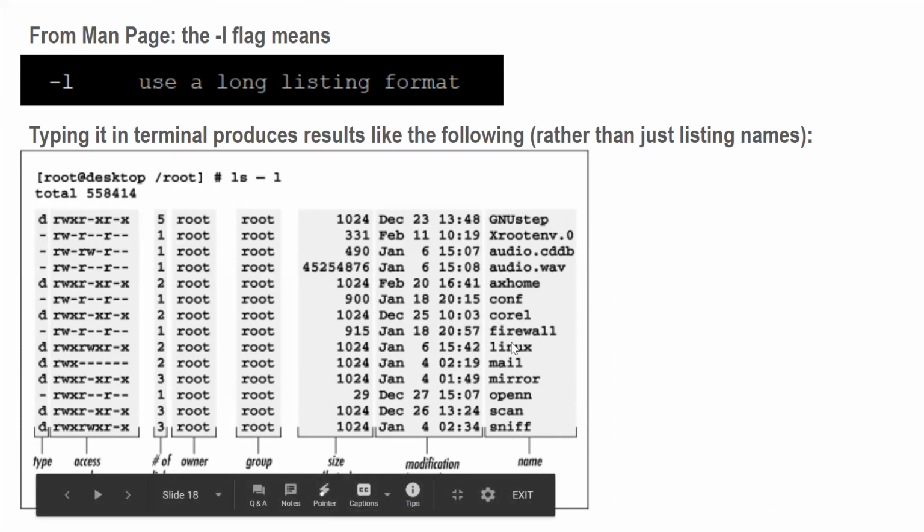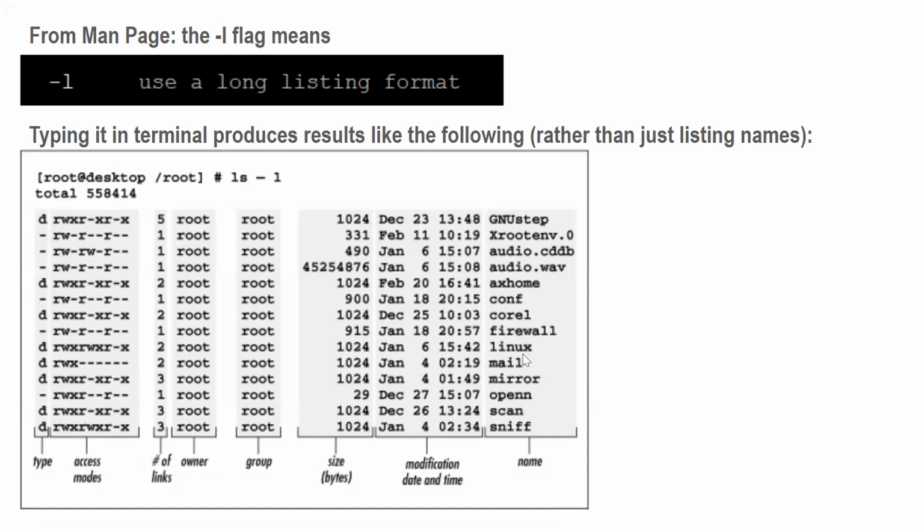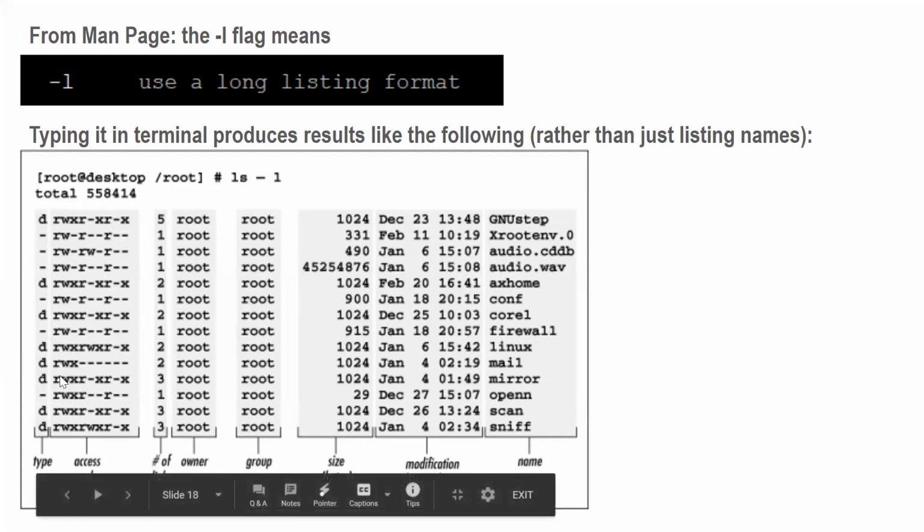Versus another example, like firewall. The owner can read and write to that file, but other people in the same group and every other user can only read that file. That's what these permissions mean. The hyphen means they don't have that permission, but if you see the symbol character, that means they have that permission.